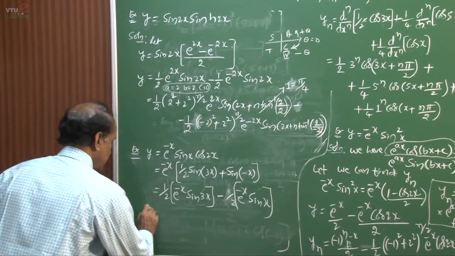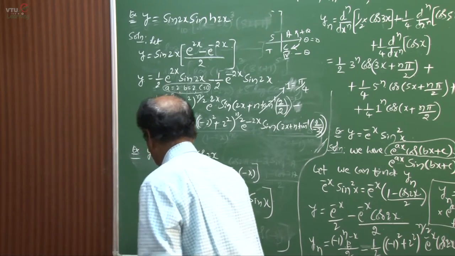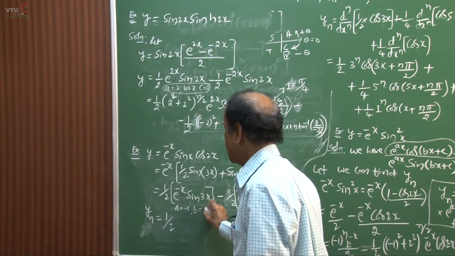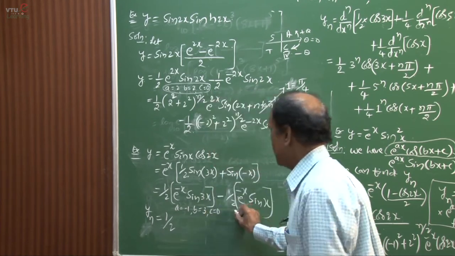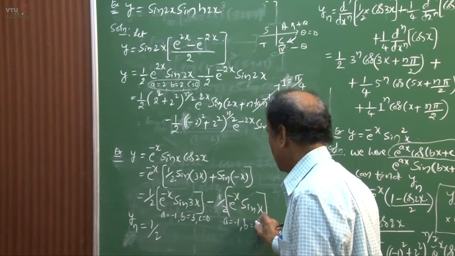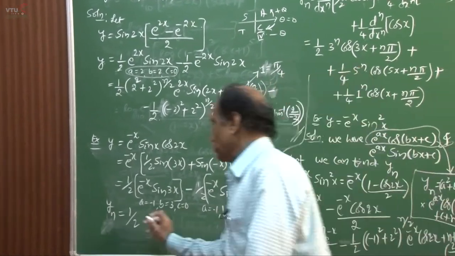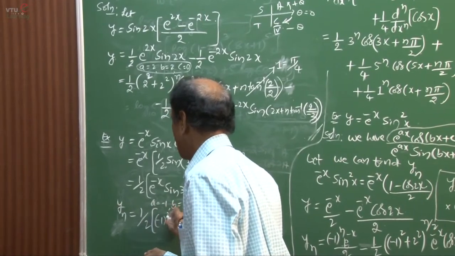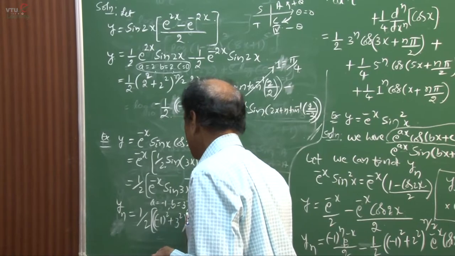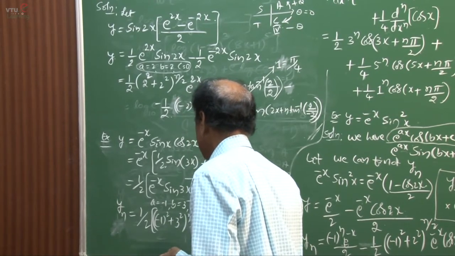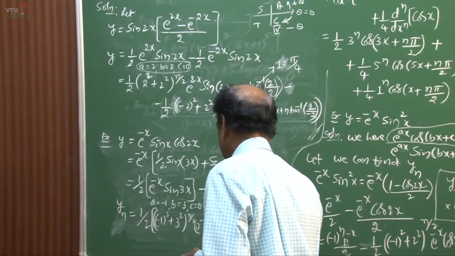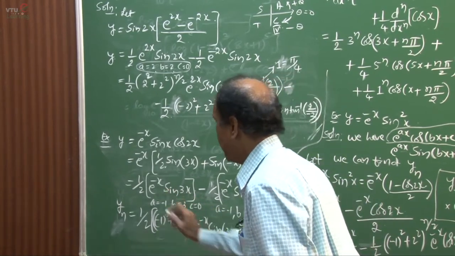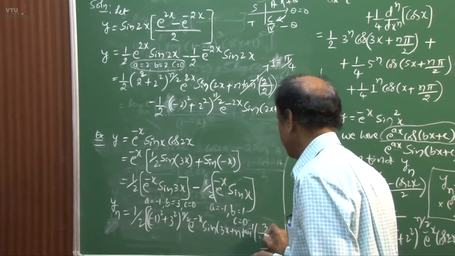Now, you need to write the nth derivative for this particular step. This is equal to 1 by 2 and e to the power ax, here a is minus 1, b is 3 and c equal to 0. For the second one, a equal to minus 1, b equal to 1 and c equal to 0. Therefore, 1 by 2 times a square, that means minus 1 whole square plus 3 square, whole to the power n by 2, and e to the power minus x and sin of 3x plus n times tan inverse of b by a, that is 3 by minus 1.